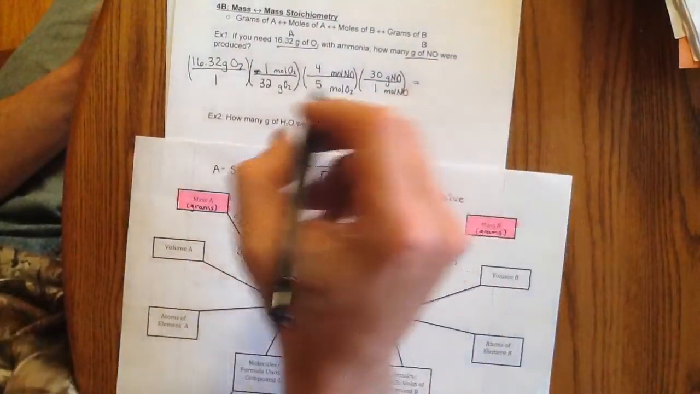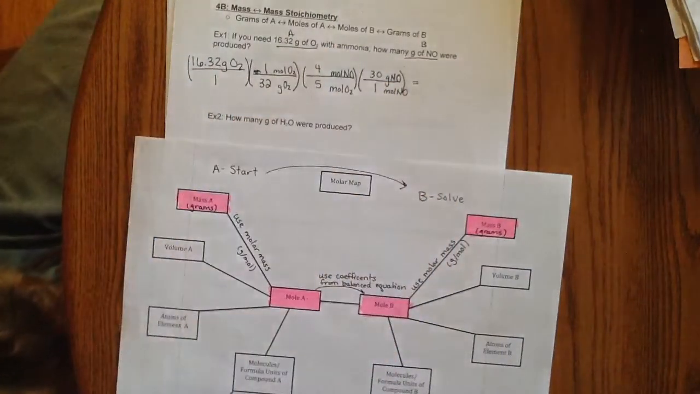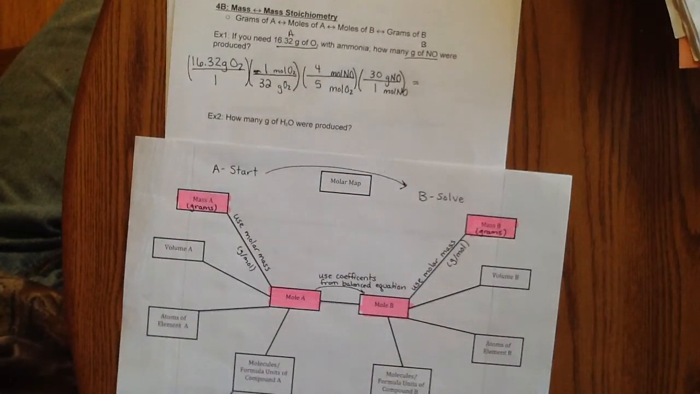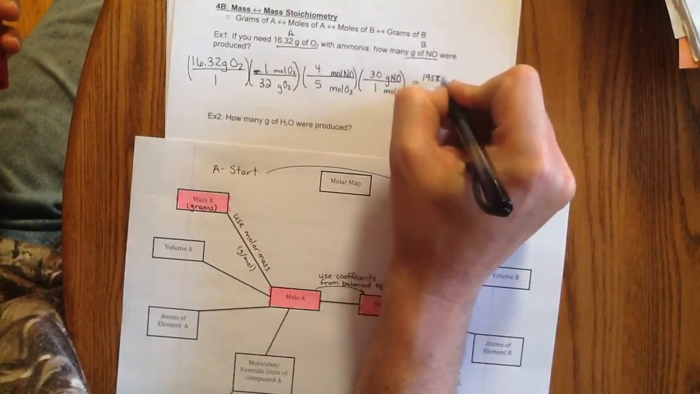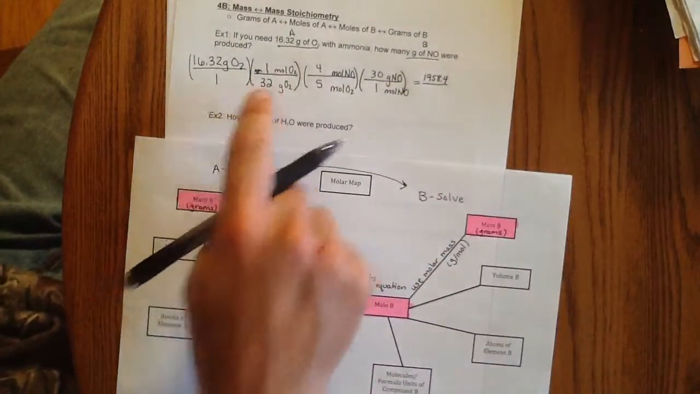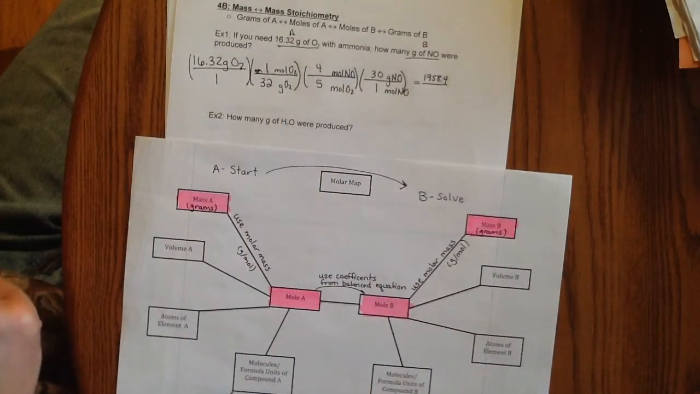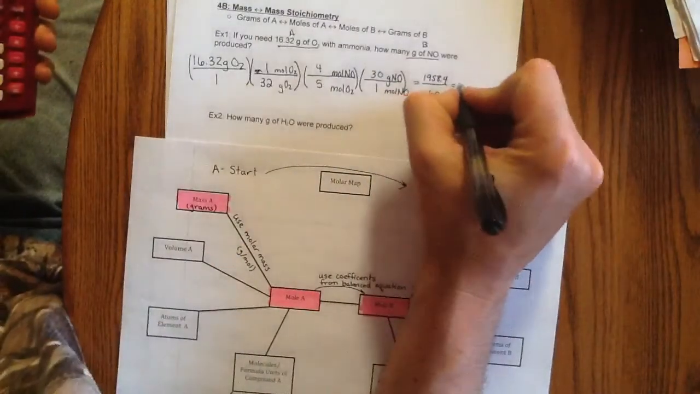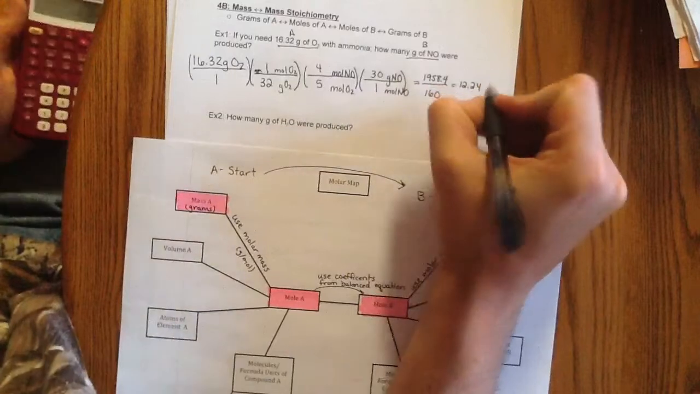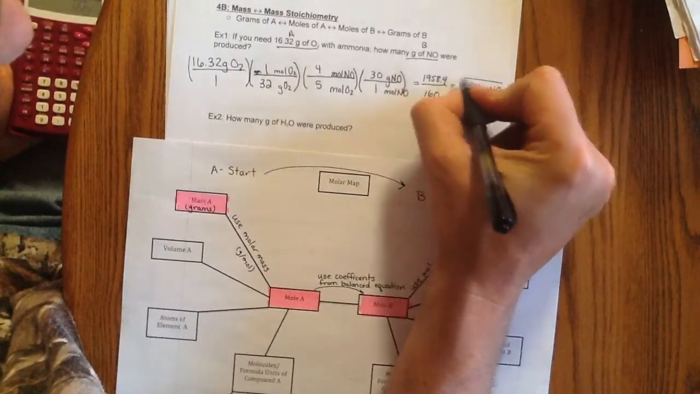To calculate this, I'm going to multiply all the top numbers. So that is going to be 16.32 times 1 times 4 times 30. And you get a number of 1958.4. Divide that by 1 times 32 times 5 times 1. That's 160. So I take 1958.4 divided by 160, and it's 12.24. The label on that is going to be grams of NO.